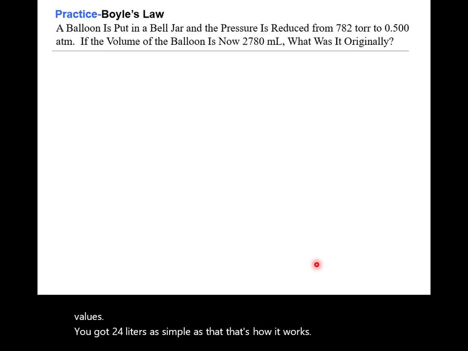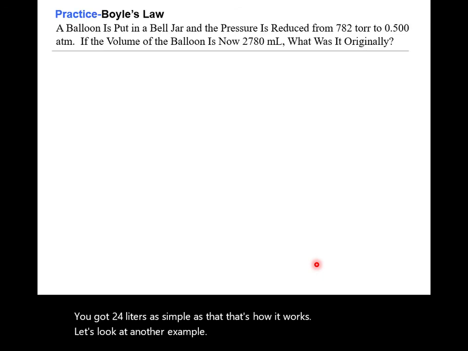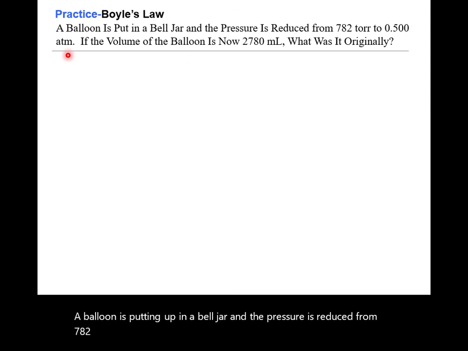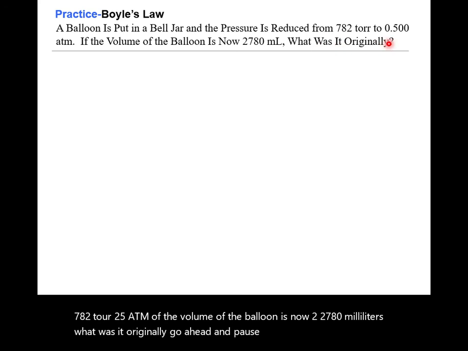Let's look at another example. A balloon is put in a bell jar and the pressure is reduced from 782 torr to 0.5 atm. The volume of the balloon is now 2780 milliliters. What was it originally? Go ahead and pause the video, try to work this one out, then come back and check your answer.